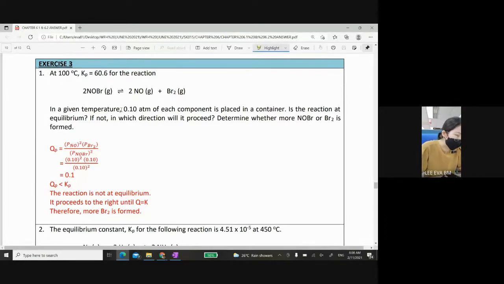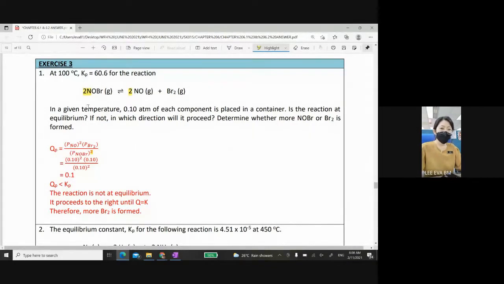Wait a moment, Madam will find a highlight pen because of the coefficient 2 over here. Okay, and then for pressure of bromine, coefficient 1, so raised to the power of 1, divided by the partial pressure for NOBr. Again, raised to the power of 2 due to this coefficient 2. And then after that, you just substitute the value.